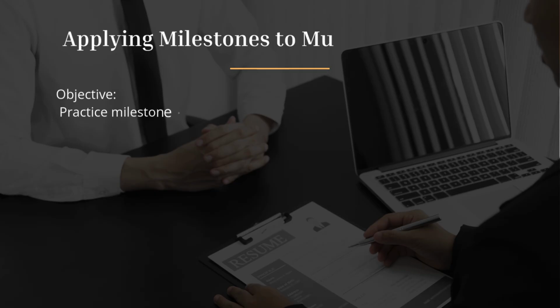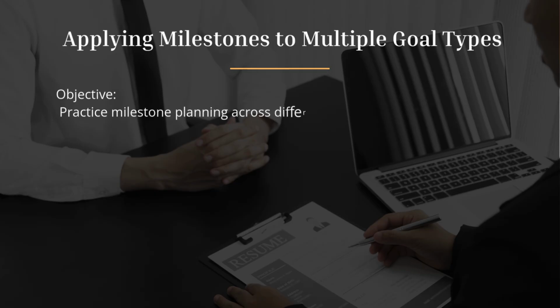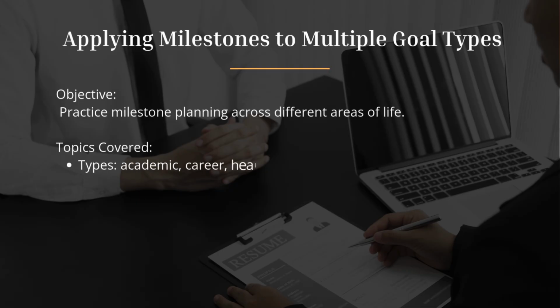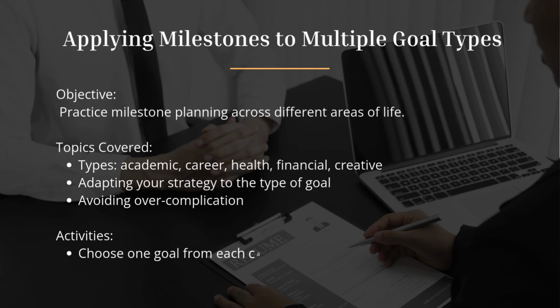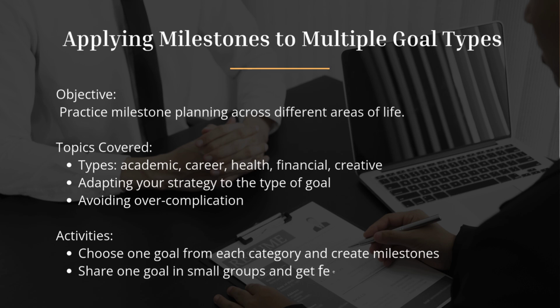Applying milestones to multiple goal types. Objective: practice milestone planning across different areas of life. Topics covered: types: academic, career, health, financial, creative. Adapting your strategy to the type of goal. Avoiding overcomplication. Activities: choose one goal from each category and create milestones. Share one goal in small groups and get feedback.